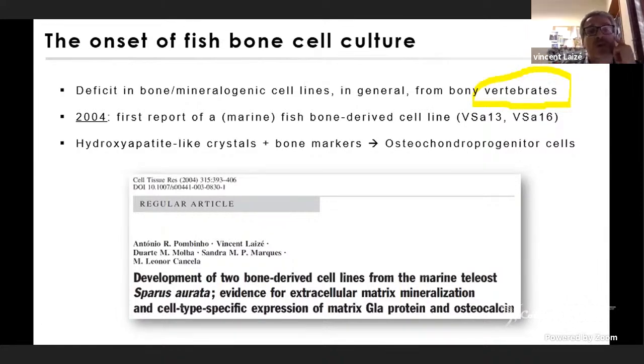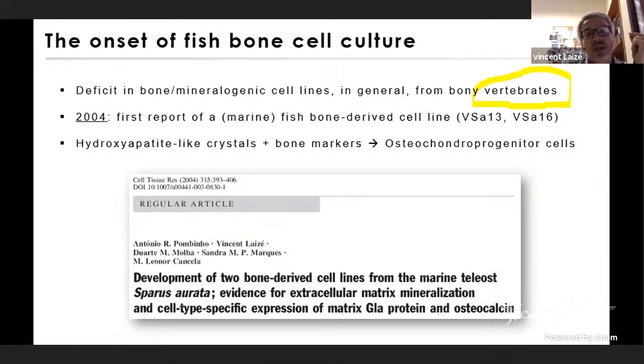So the first report of fish cell lines derived from bone tissue dates from 2004. And it was in our lab, in the BioScale lab. The cell lines, actually it was two cell lines. It was VSA13 and VSA16. They were developed from the gilthead sea bream, Sparus aurata, and from vertebra. Yeah, it's not said there, but it was from vertebra.